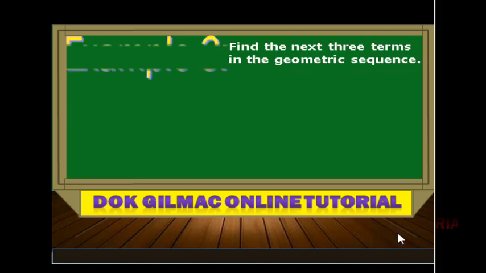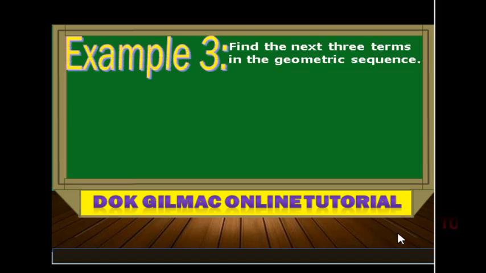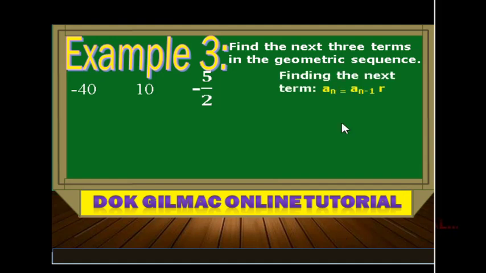Let's have example number 3. Find the next 3 terms in a geometric sequence: negative 40, 10, and negative 5 over 2. To find the next term, we use this given formula: a sub n is equal to a sub n minus 1 times r. So the first thing we have to do here is to determine their common ratio.